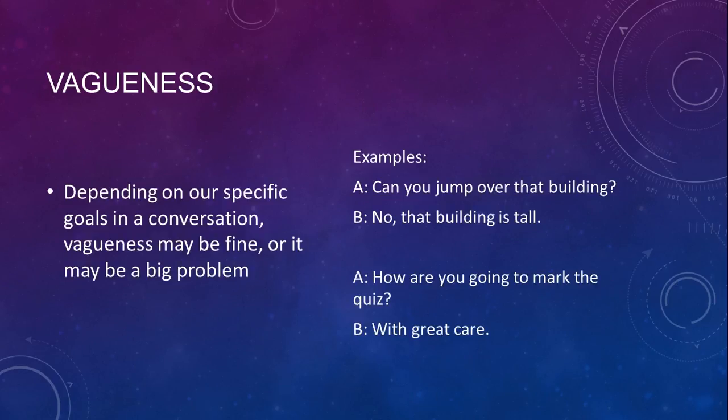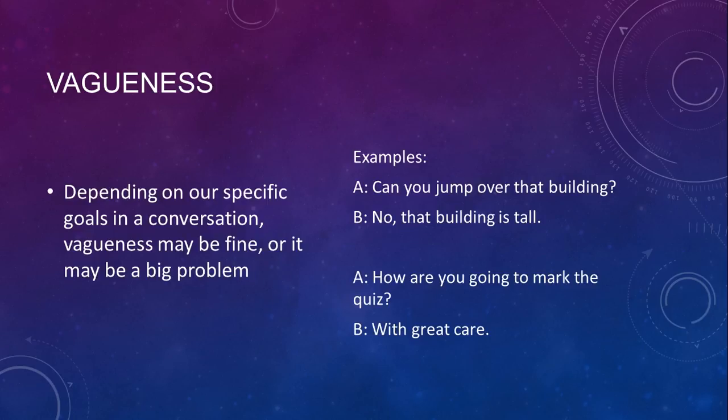So depending on your specific goals in a conversation, a given degree of vagueness might be totally fine, or it might be disastrous. So can you jump over that building? No, it's tall. That's plenty of information: the building is tall, therefore I can't jump over it. For me to answer your question, that's more than enough for you to know that's a tall building, I cannot jump over it, right? So the maximally vague example that we used was specific enough in this context to presumably satisfy your line of questioning. Right? So there are degrees of vagueness, but also it's context dependent whether the given degree of vagueness is too vague or not.